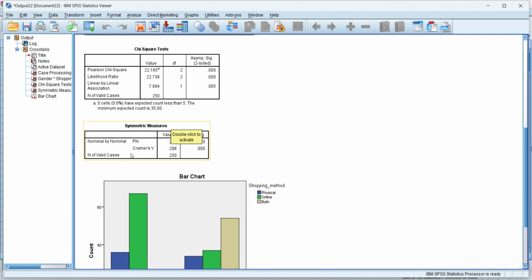In this table, as per Phi and Cramer's V, we see the strength of association, because we tested the association and now we see its strength via Phi and Cramer's V. As you can see, the value of Phi is 0.298 and the value of Cramer's V is 0.298, and both values are significant because the p-value is lower than 0.05. So these values show the association between gender and shopping method. There is a positive association. However, we will check the strength as per the Cramer's V rule.